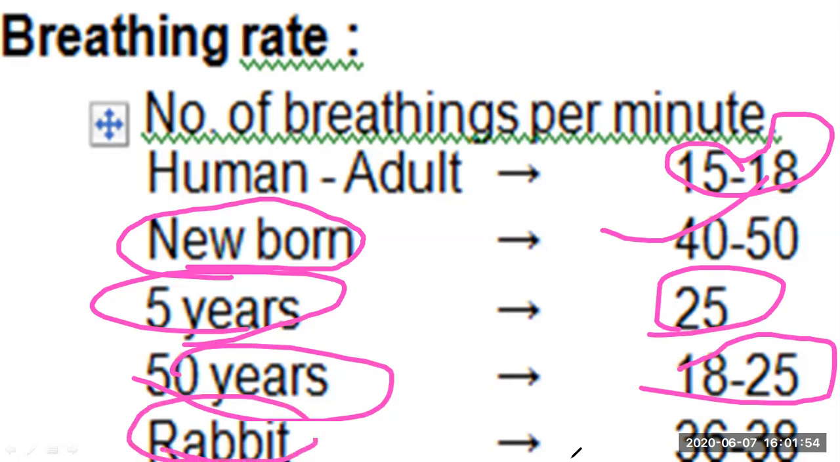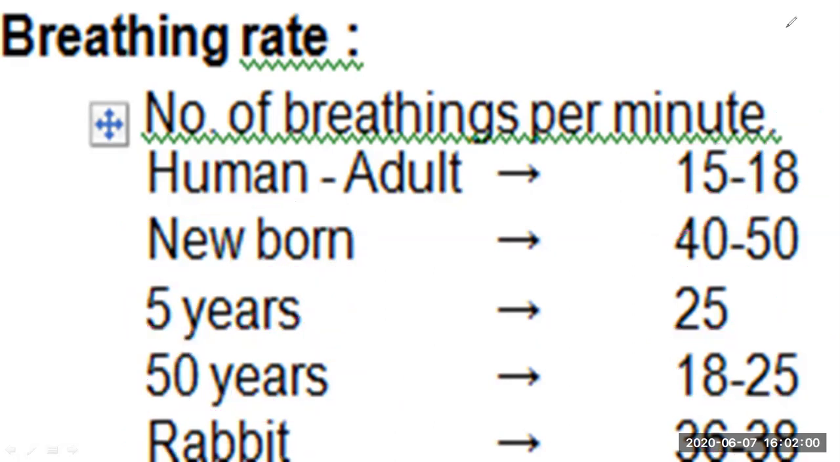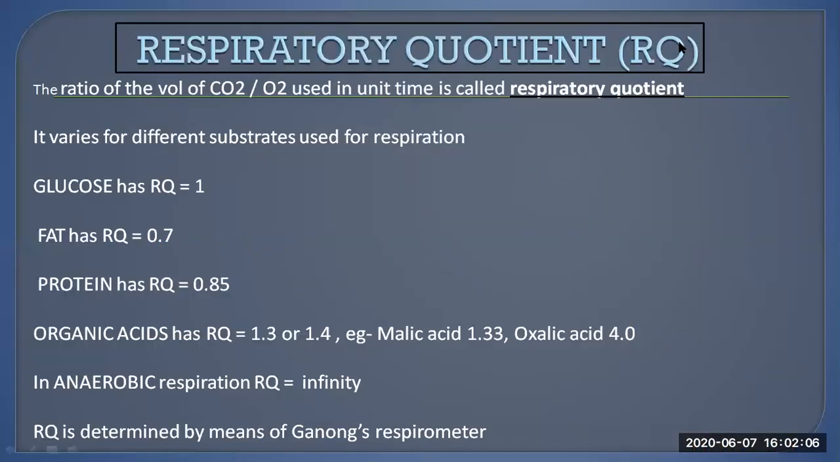Rabbit, their respiratory cycle is 36 to 38. And one thing I had already told you about the tortoise. The tortoise has a very slow respiratory rate. That means their respiratory cycle is very slow, and due to this they have the maximum lifespan. Their lifespan is the longest in the animal kingdom. So the tortoise has the maximum lifespan because its respiratory cycle is very slow.